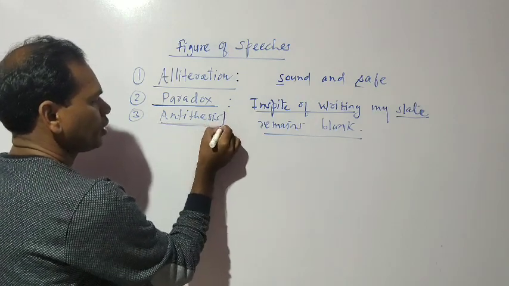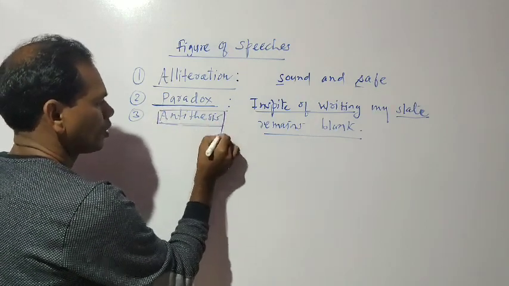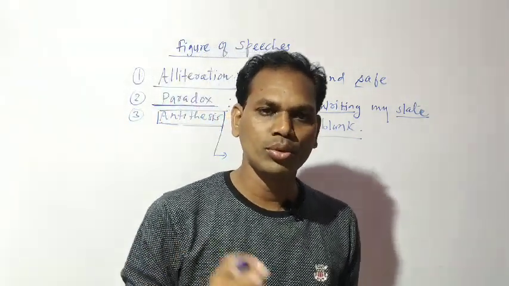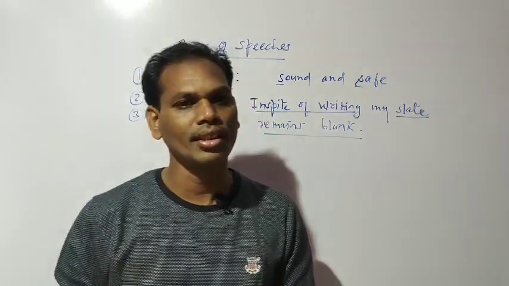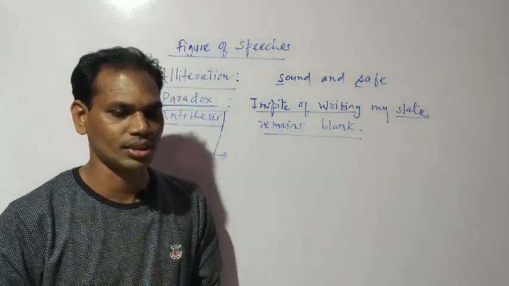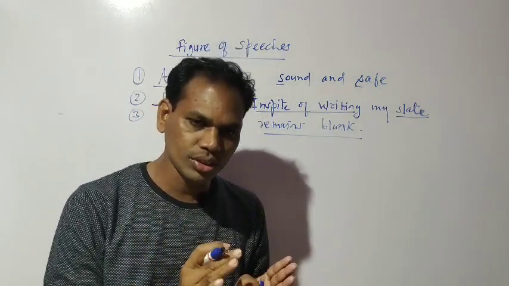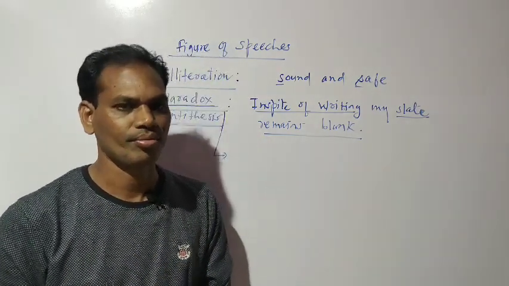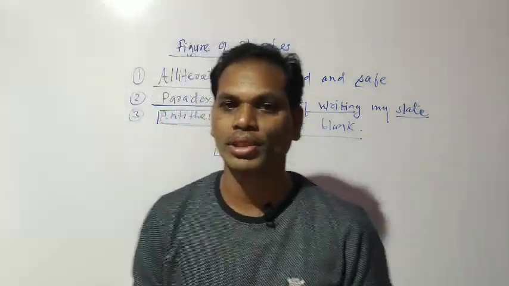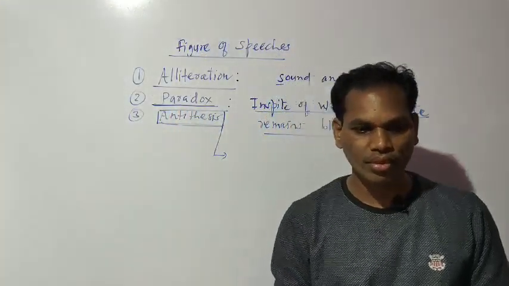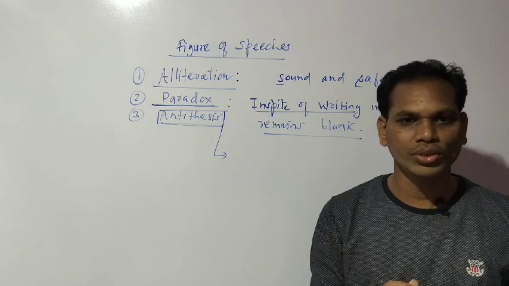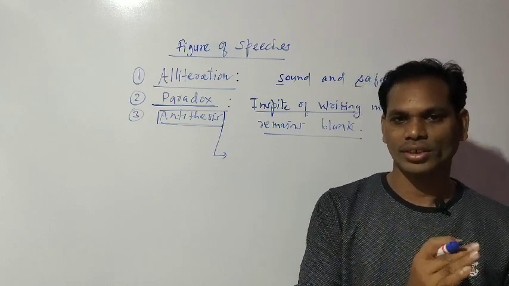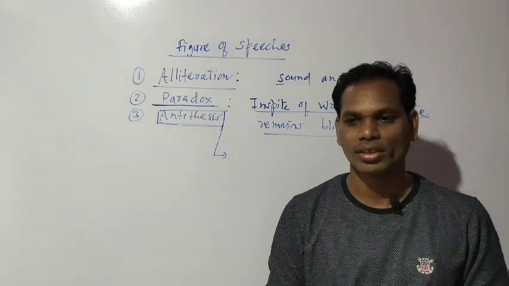Antithesis is very simple. What happens in antithesis is that here also two opposite words are taken in a single line to secure the emphasis, right? Two opposite words or two opposite ideas are taken in a single line. That is the antithesis figure of speech. For example, the open window shut with a bang. Open and shut, two opposite words are there.